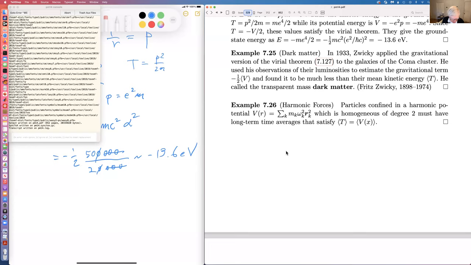Harmonic forces have n equals 2, and so we get that the long-term time average of the kinetic energy T is the same as that of the potential energy.